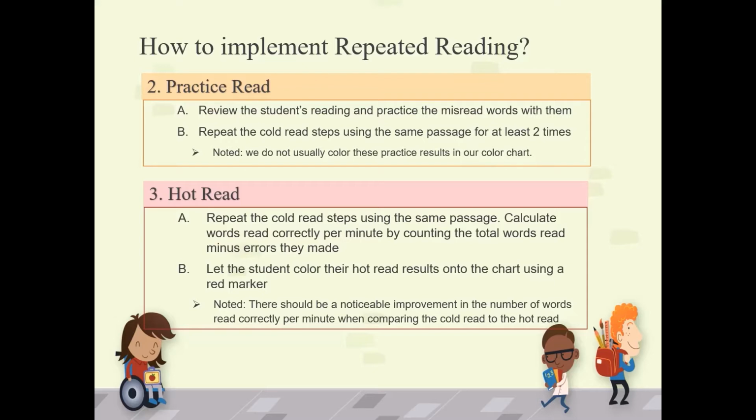Then, onto the third and final part of our intervention is the hot read, where we will repeat the cold read steps again and let the student read that same passage for 1 minute. This time, we will need to calculate the words read correctly per minute as well, and then let the student color their hot read results onto their chart using a red marker. Note that there should be an improvement in the numbers when comparing the cold read and the hot read.